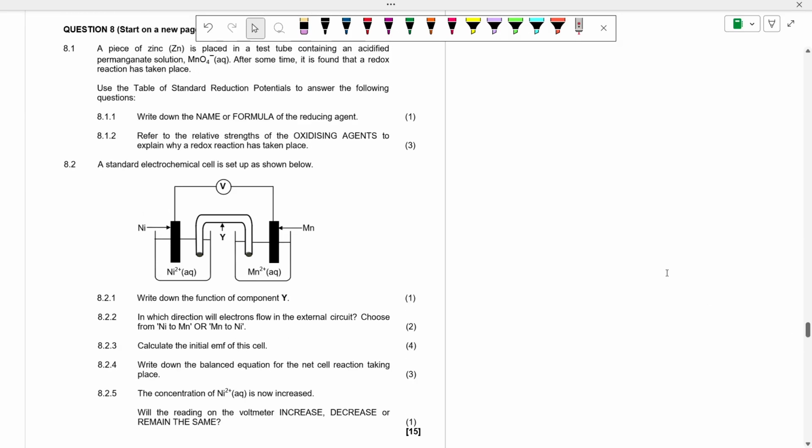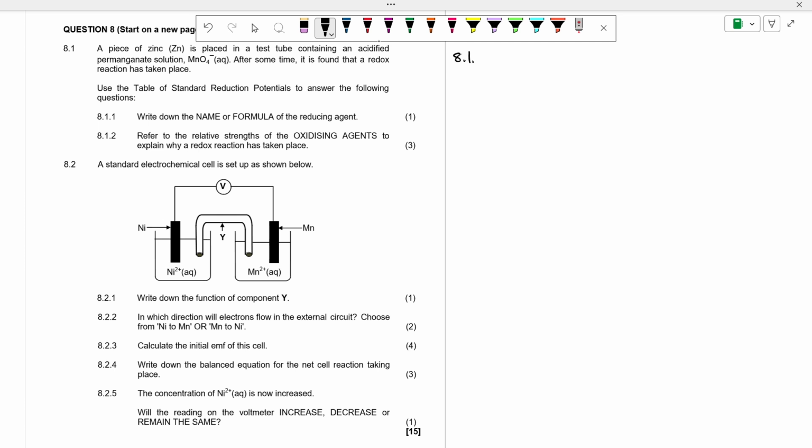Question 8 says that a piece of zinc is placed in a test tube. Okay, this is 8.1, and that is not related. It could be sometimes, but usually if the information is labeled as 8.1, it means it's not related to 8.2 if there's nothing on top of 8.1. So just be careful with that, because you might use information given in 8.1 for 8.2 and they are not related, right?